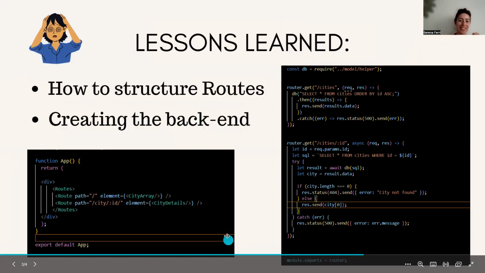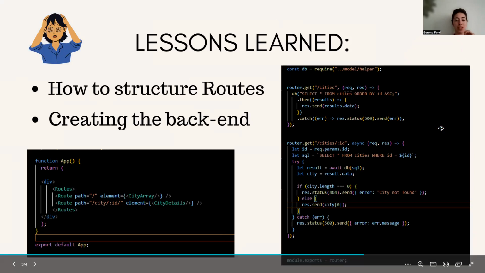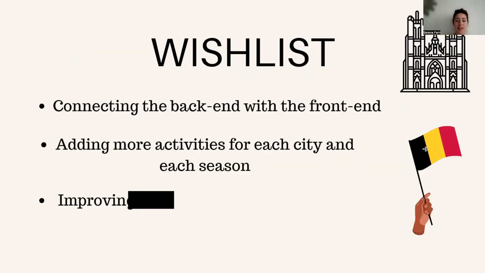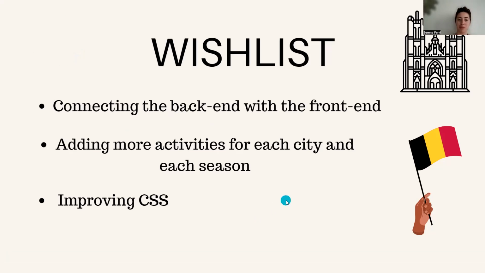The lessons learned for my project were how to structure routes and how to create the backend. I had a couple of problems with the backend routes. I've been blocked for most of the time with it, so I have only been able to work on the front-end structure since a couple of days ago. My wish list, since now I have more time to work on it, will be connecting the backend with the front-end, adding more activities for each season, and improving my CSS.